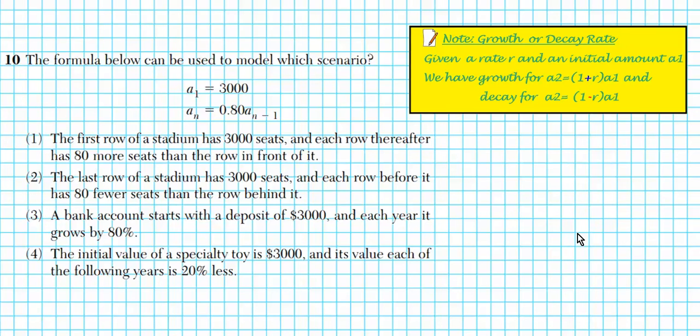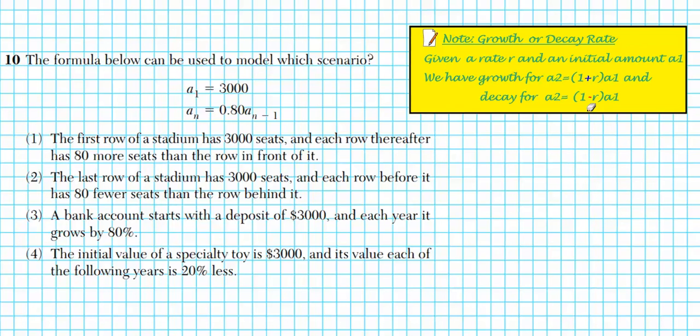Now, one thing you want to note is how to relate the rate provided with a growth or decay scenario. All right, so let's note the following piece of information. If you're given an initial amount, okay, and let's say the amount is A1, and you have a rate R, okay, you have a growth scenario when terms are generated if the rate is added to 1 before it's multiplied by the initial term, okay?